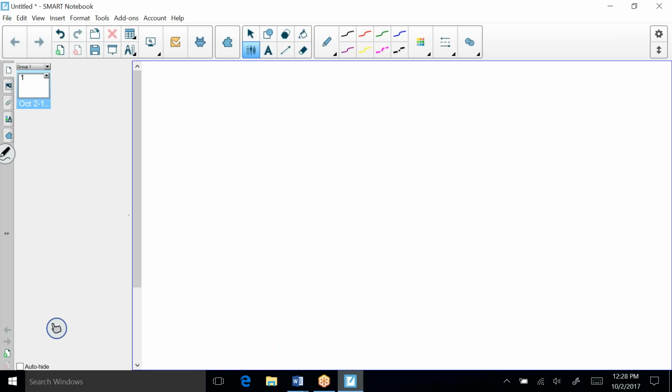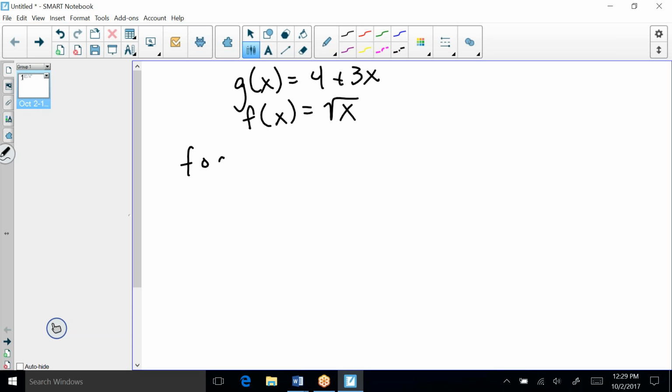I'm going to write this on a separate piece of paper. If you're given two functions, let's say one is g of x is equal to 4 plus 3x, and then you're given another function f of x. Just a little notation. If we have a composite function, this means f composed with g. We're taking a composite of those two functions of x. This notation is the same thing as saying f of g of x.